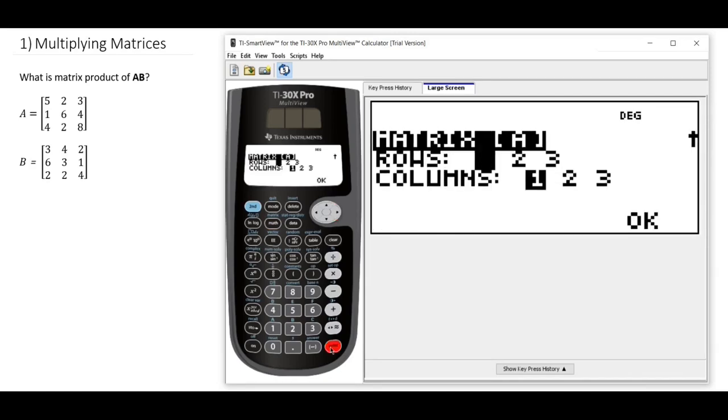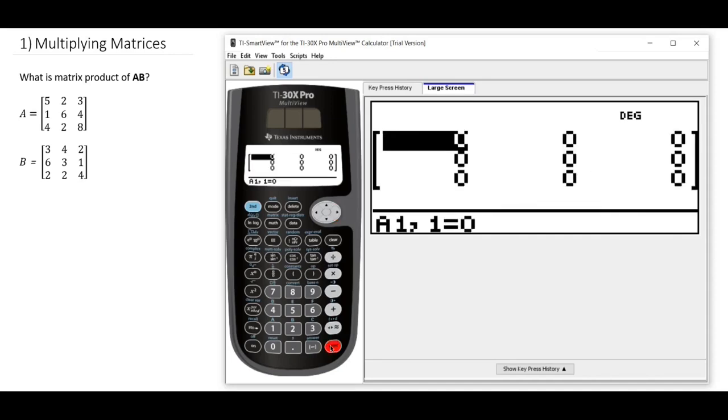For matrix A, I have to list out the rows and columns. We have a 3x3 matrix. So I'm going to go over to the right and enter 3, and press enter. I'm going to do the same thing for the columns, and press OK. Now I can enter the values for the matrix. So I pressed 5, it shows me on the bottom. Now I just have to press enter. So I'm just going to list out the other numbers now.